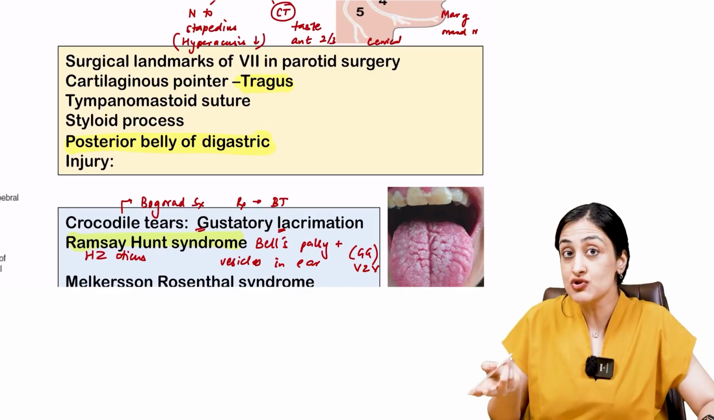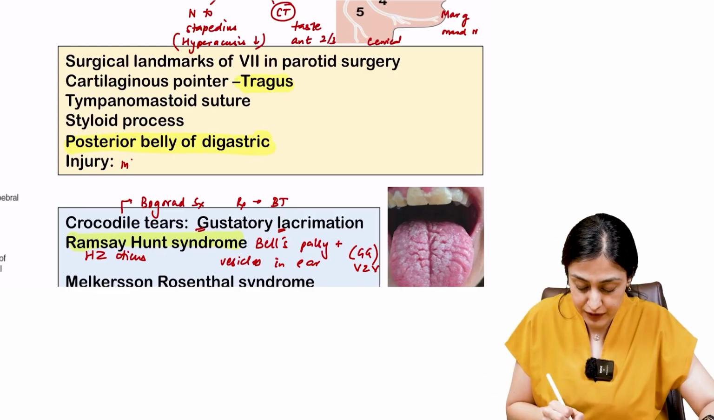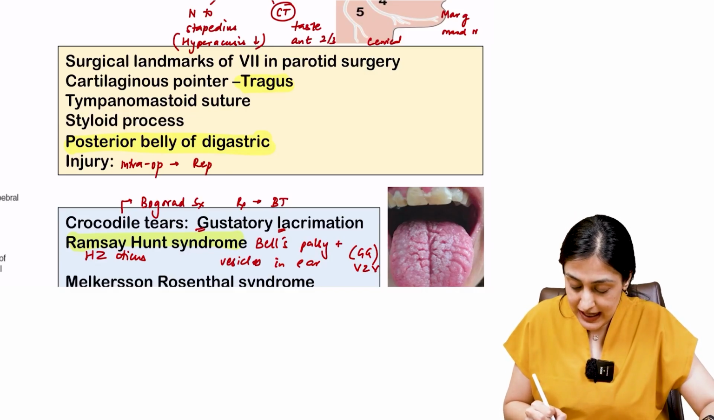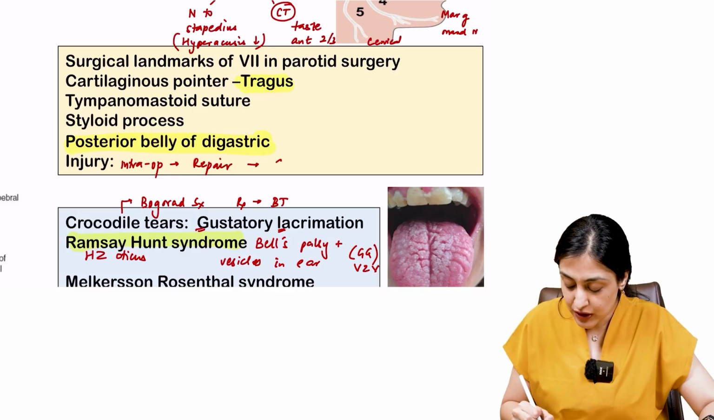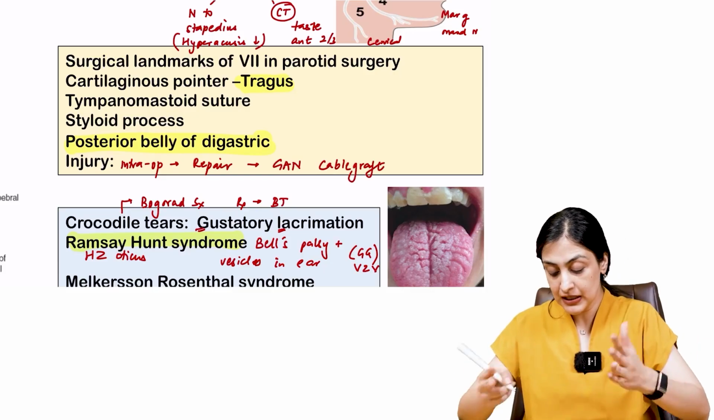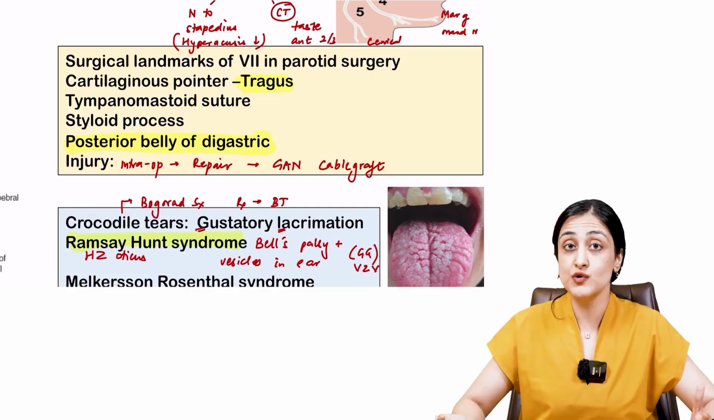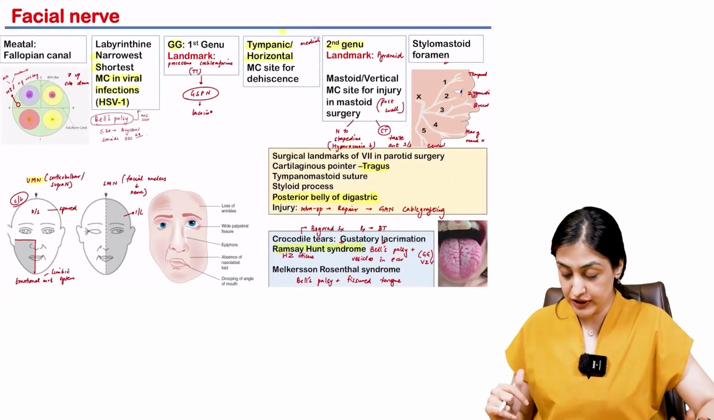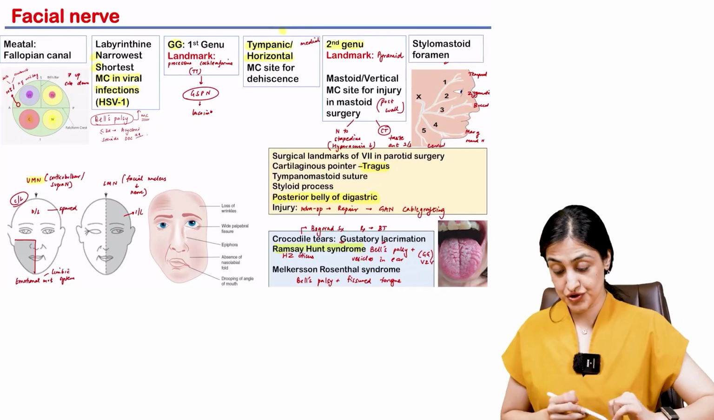And if it is injured during surgery, intraoperatively, and it is detected, we will repair it. What we do is we put a great auricular nerve cable graft, right? So the nerve which is used to replace the cut part is the great auricular nerve. That's called cable grafting. All right, so this is about facial nerve injury and its course.